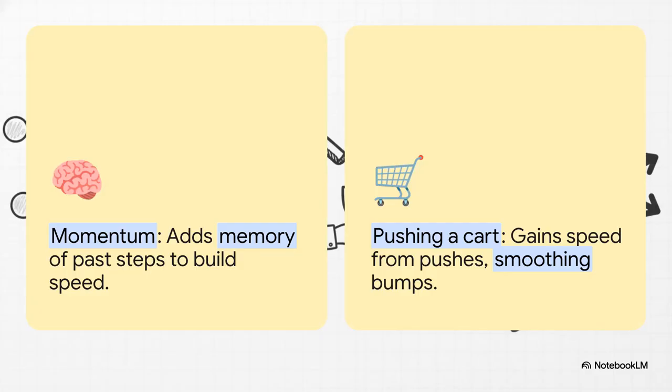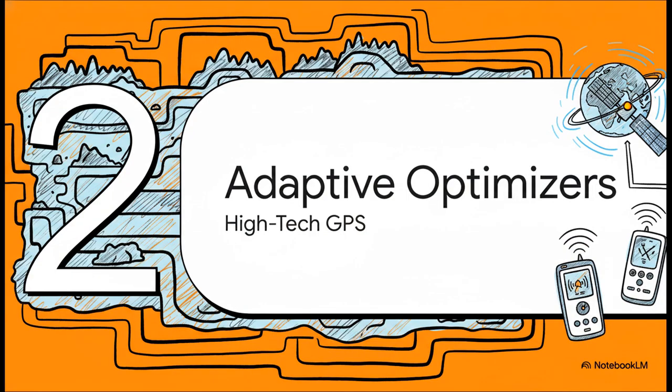Because basic SGD zigzags so wildly, engineers decided to add something they call momentum. The best analogy here is pushing a heavy shopping cart down that same hill. Instead of reacting to every single tiny pebble, it adds a memory of its past steps. It actually gains velocity from your previous pushes, which smooths out those little valleys and builds speed when the path is clear. But basic physics aren't always enough for really messy landscapes.